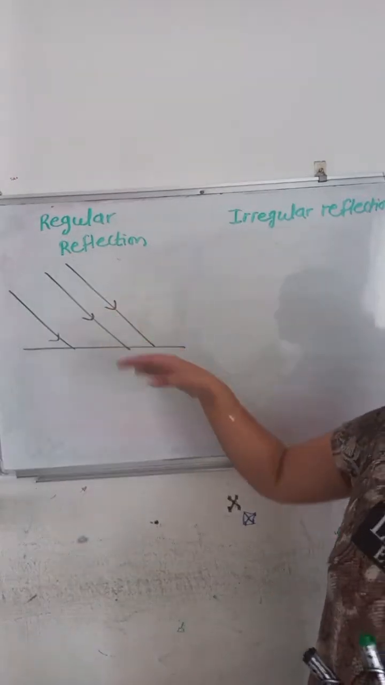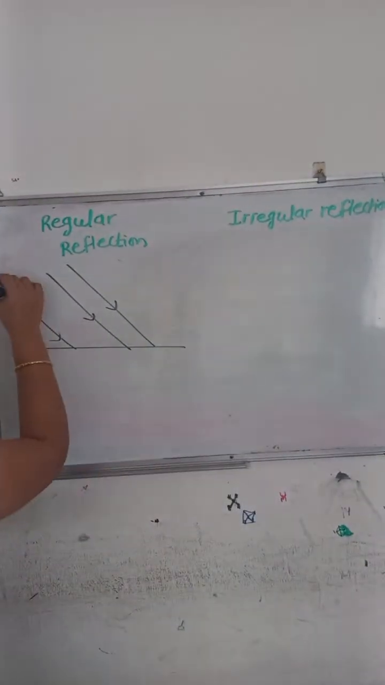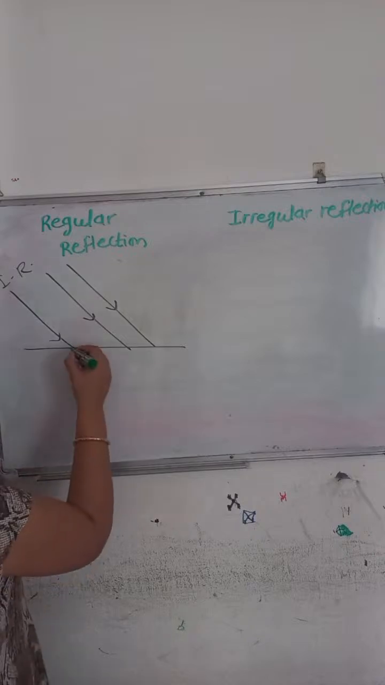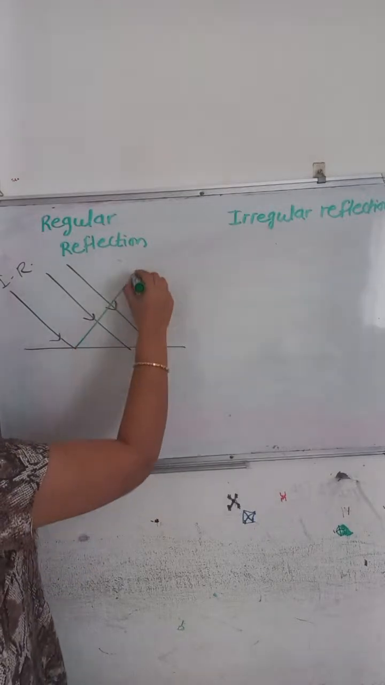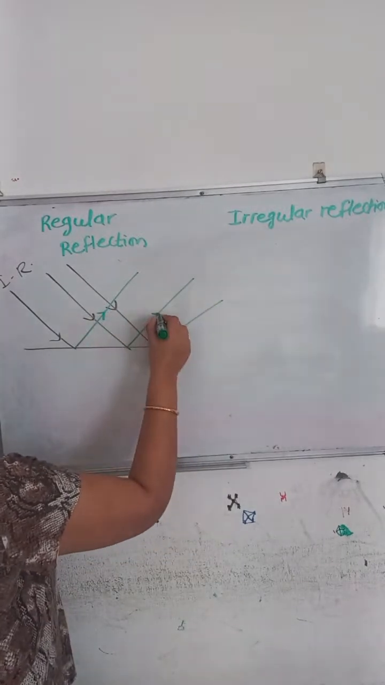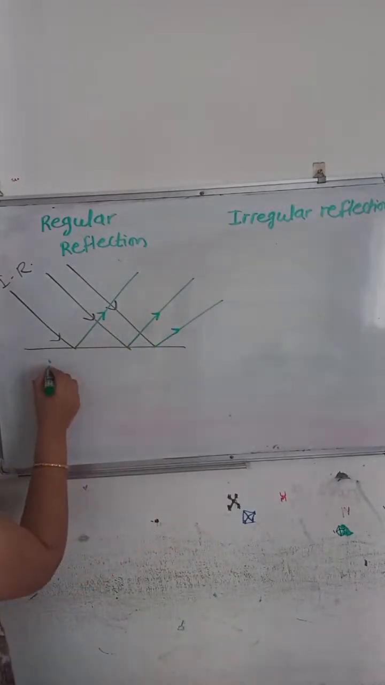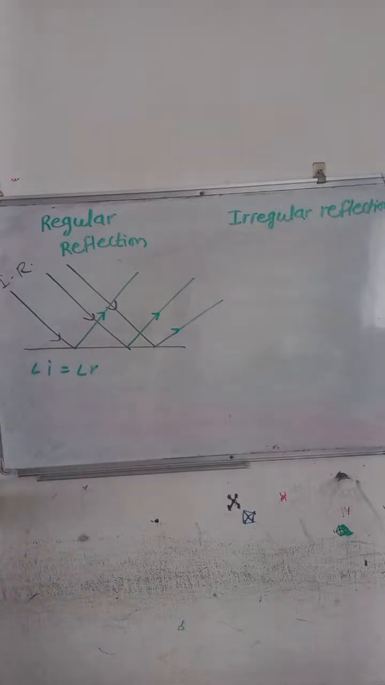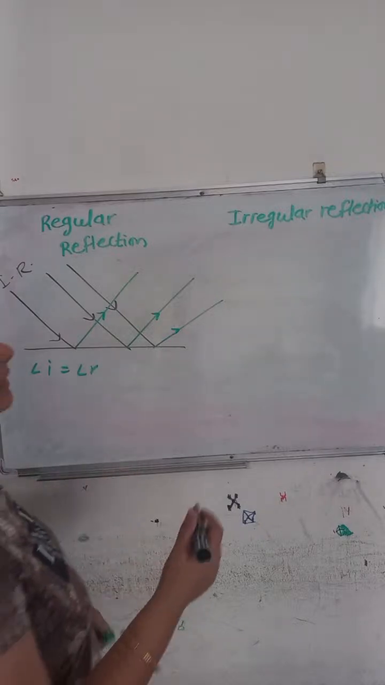So these are the incident rays. Okay, these are nothing but what? Incident rays. When the surface is shiny, smooth and even, in that case these rays are reflected back. These get reflected back, and in this case we can say that angle of I is equal to angle of R. So this kind of reflection is known as what? Regular reflection. Very important.